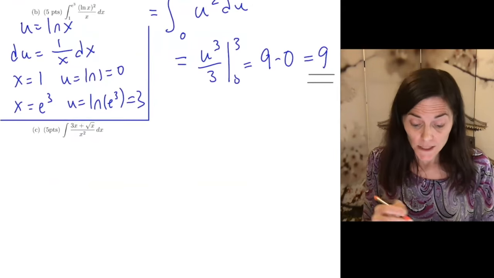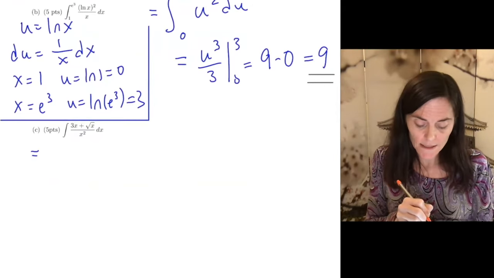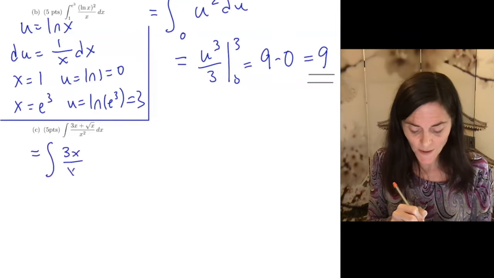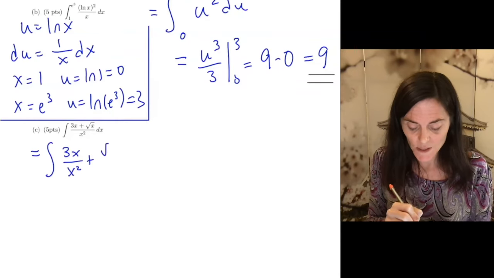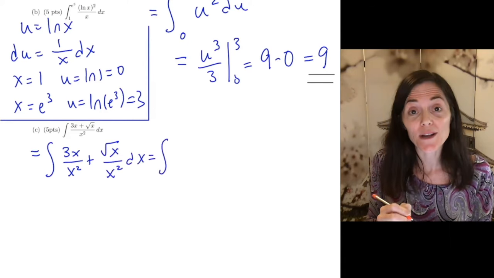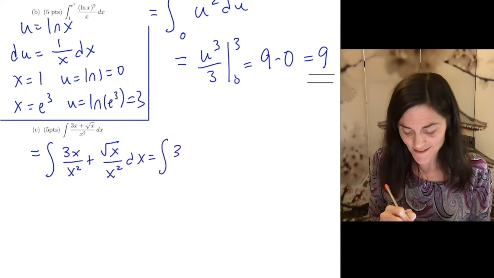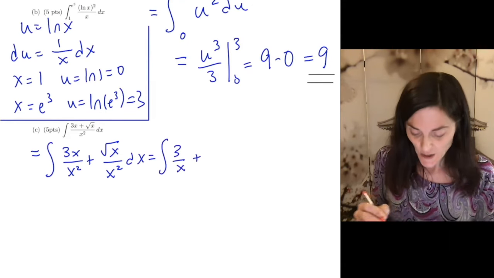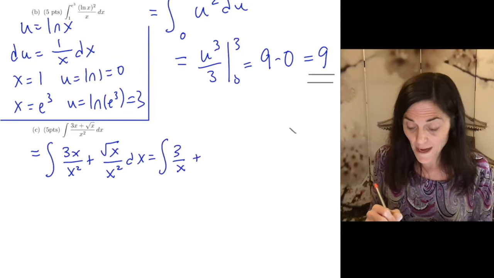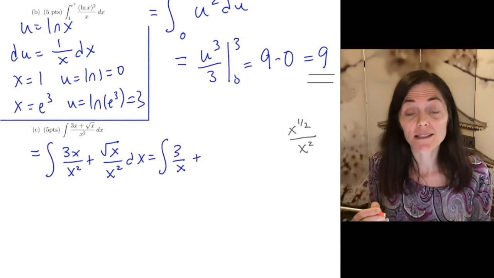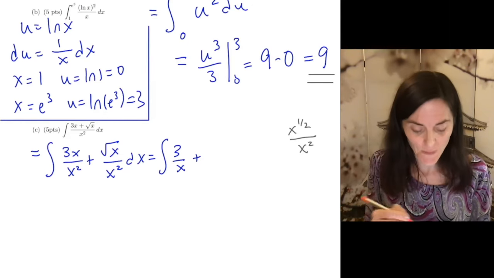This is not substitution. This is, well, we write this as a sum. We have 3x over x squared. We have plus the square root of x over x squared. Now the first term, properties of exponents, is 3 over x. And the second term, I will write this as a power. We have a 1/2 in the numerator. We have a 2 in the denominator. Altogether, this is a minus 3/2 power.